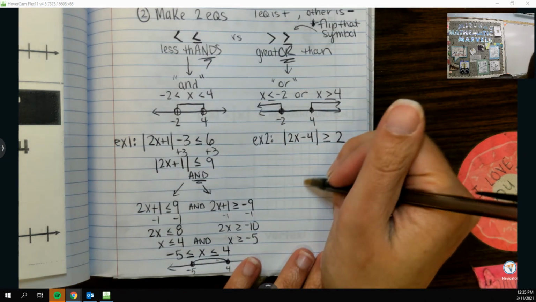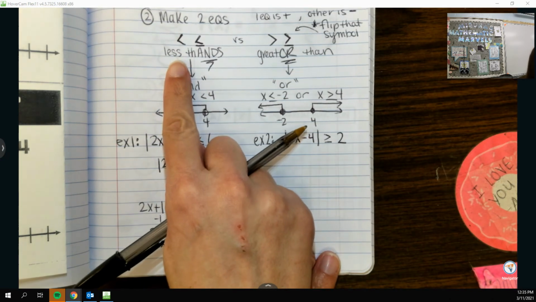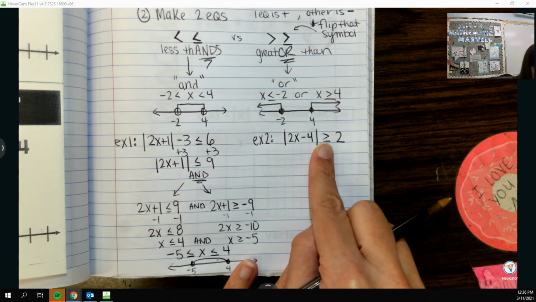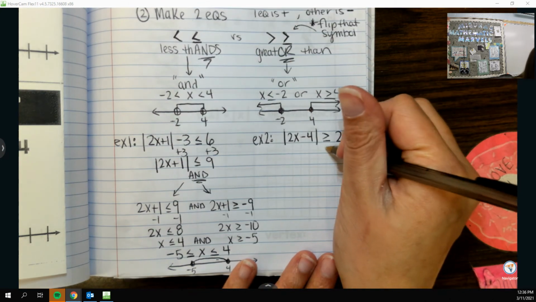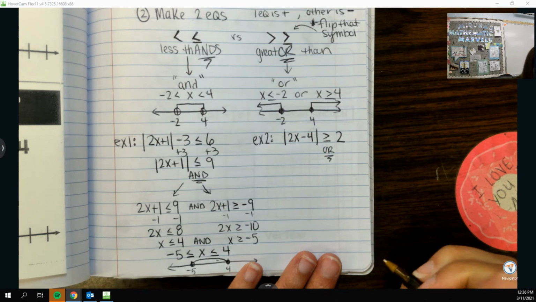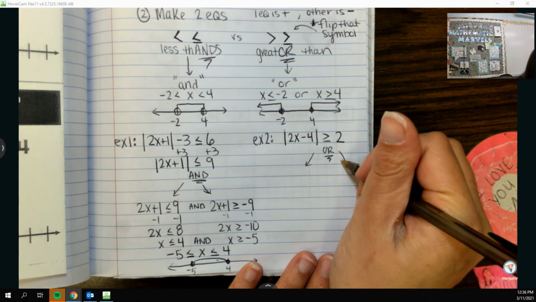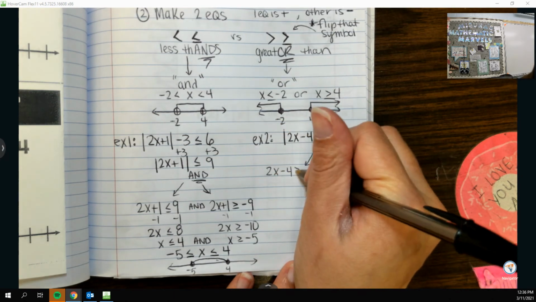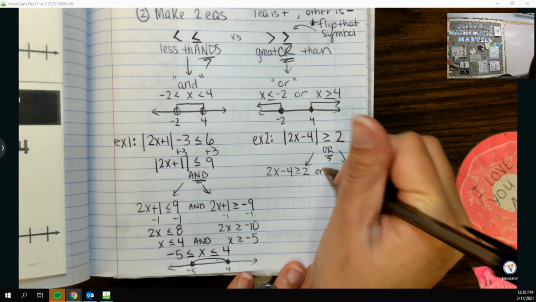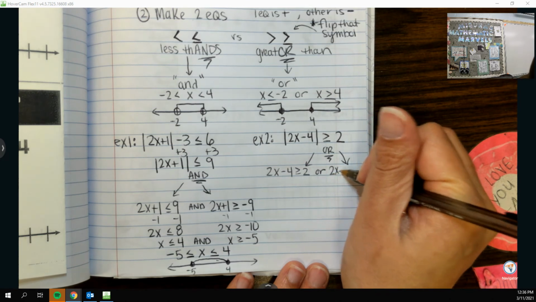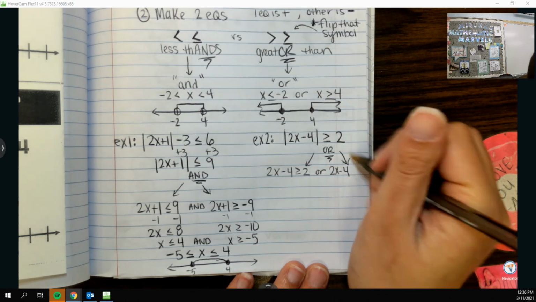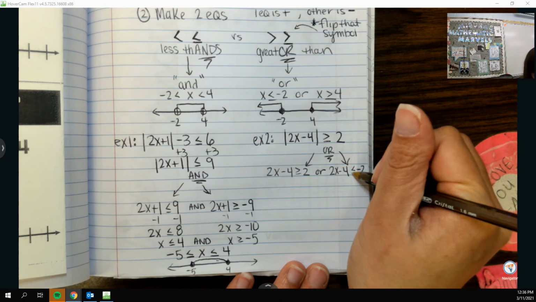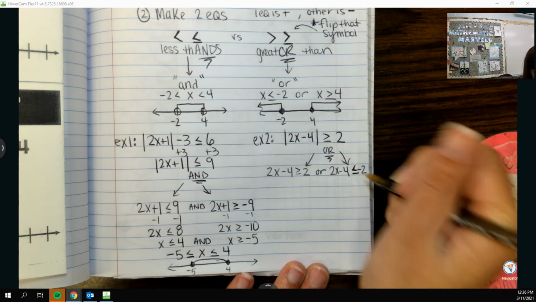So right off the bat, I can make my two equations, but I want to think about, is it a less than or a greater? And this one is a greater. So we're looking at an or compound inequality. So I make my two equations. The first one is identical, or the second one, the inside part stays the same. Then I got to change the number to negative, and since I changed that negative, I got to flip that sign. So now it's less than.